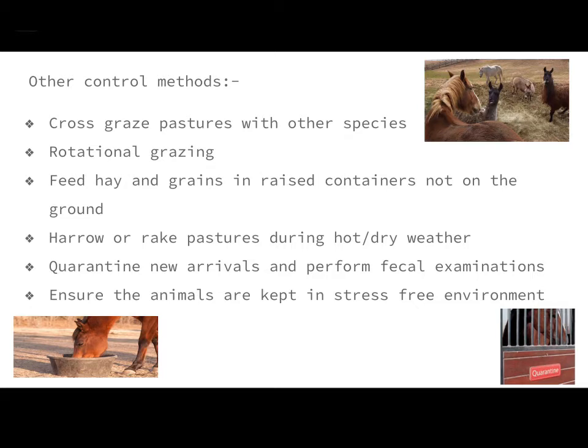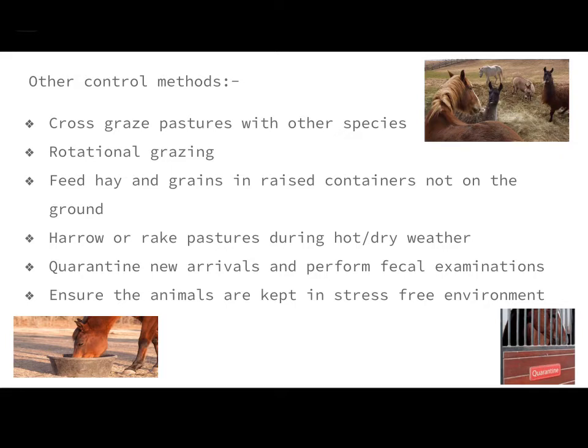Second is rotational grazing. This method offers an evasive strategy for controlling worm numbers within livestock. By dividing pastures into sublots of land, horses graze after the infective stage of larvae have died off. Next is to feed hay and grains in raised containers and not on the ground.